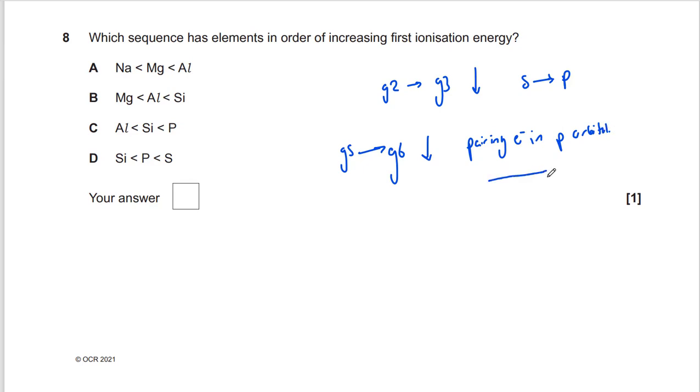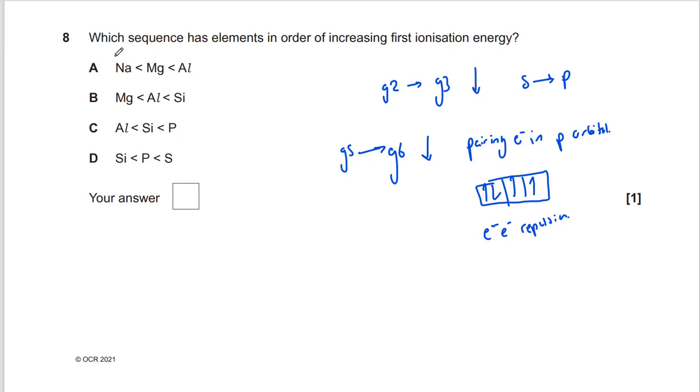Just to remind you what that looks like, when you're filling up the electrons, you fill up 1, you fill up 2, you fill up 3. When you go to group 6, you have to pair an electron, and by pairing that electron, you lower the ionization energy because of electron-electron repulsion. So the ionization energy lowers. So let's just bear these things in mind when we look through our options. So let's go through in order.